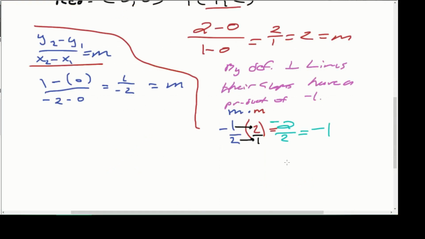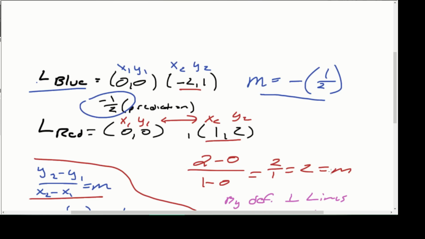And we can therefore say, so therefore, let's do L red and L blue are perpendicular. That's how perpendicular lines work.